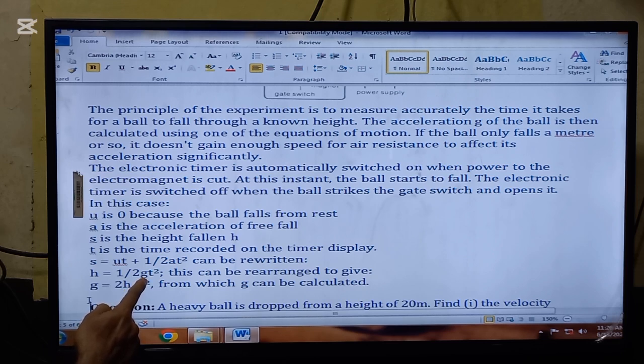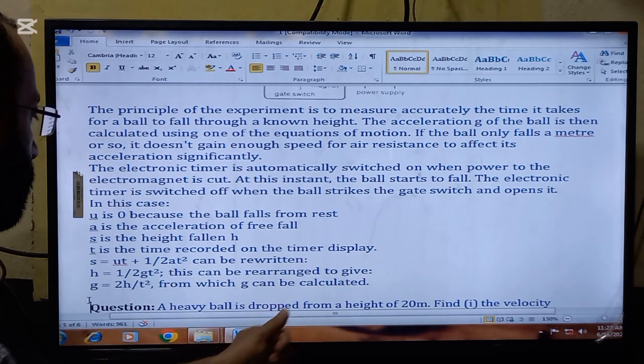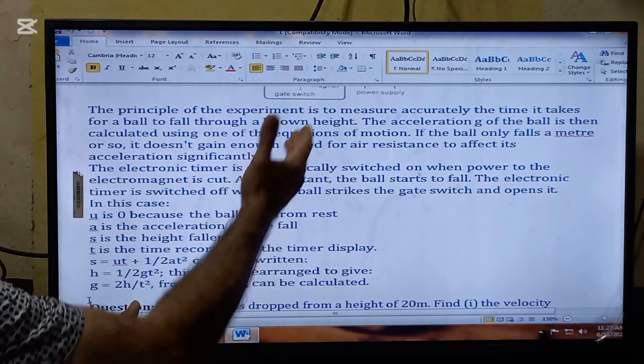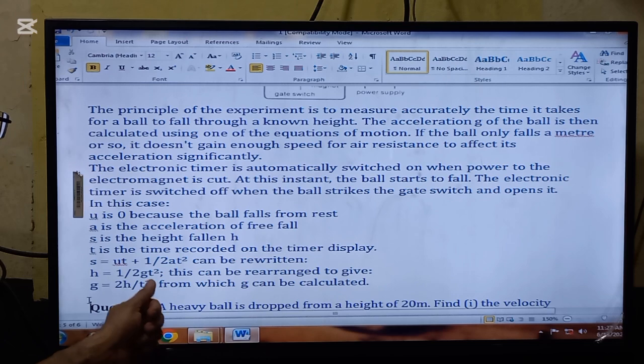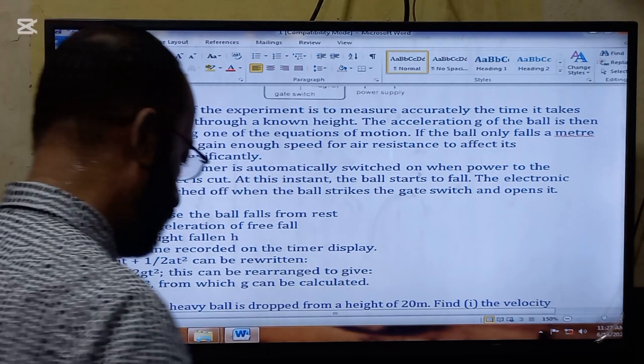From here, g will come to the left side. This 2 will be multiplied with h, and t square will come into the denominator of h. So 2h over t square is the equation that will be obtained from the original equation. From this, g can be calculated because h can be measured, and time is also recorded. So put the values into the formula, you will get the value of g.